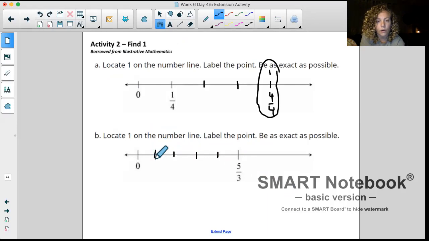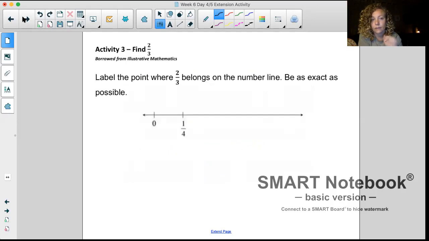0/3, 1/3, 2/3, 3/3, 4/3, 5/3. Which one of those is equivalent to 1? 3/3. So that is the one we're going to label, circle, whatever you need to do. We can do 1 above it like that, but it's important that we have that as close to exactly where it is supposed to be as we possibly can. So right about there.